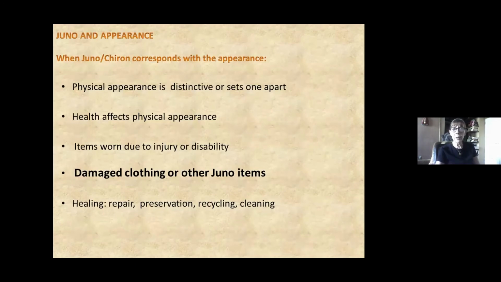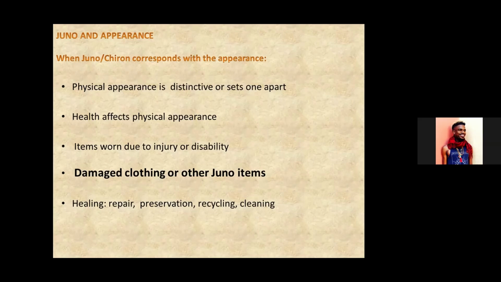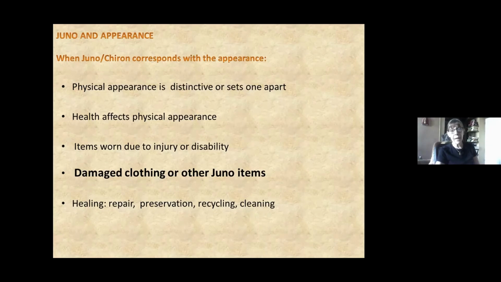Now, the other level of Juno is appearance. And when Juno corresponds with the appearance, it's physical appearance that's distinctive or sets one apart. Health may have an impact on your appearance. Items worn when you're disabled or injured are Juno Chiron. Damaged clothing or damaged decorative items are Juno Chiron. On the positive side, the healing, the repair, the preservation, the recycling, the cleaning, any improvement to the appearance of these things is the positive side of Juno Chiron.